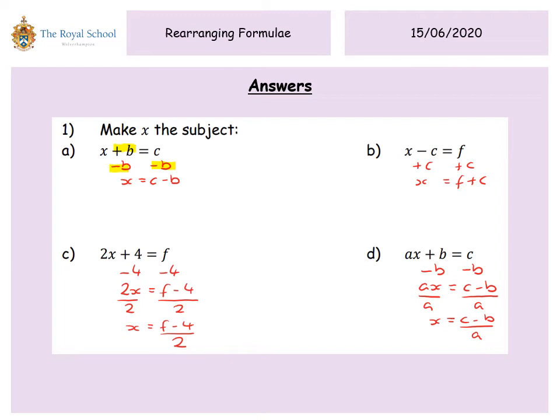And part b, one step again. X has had c taken away from it, so we undo that by adding c to both sides. We then move on to some two-step formulae to have a look at.